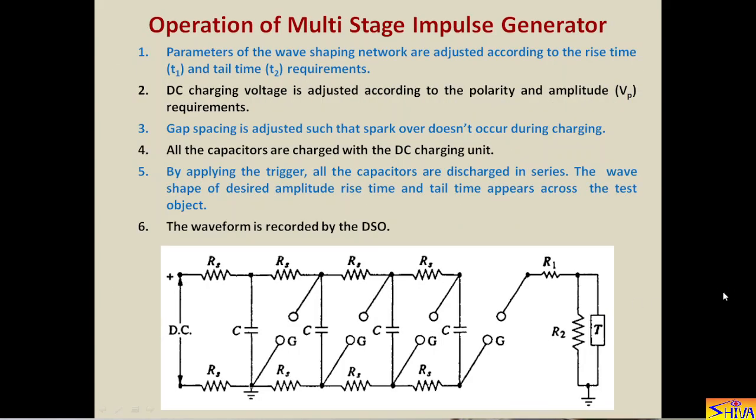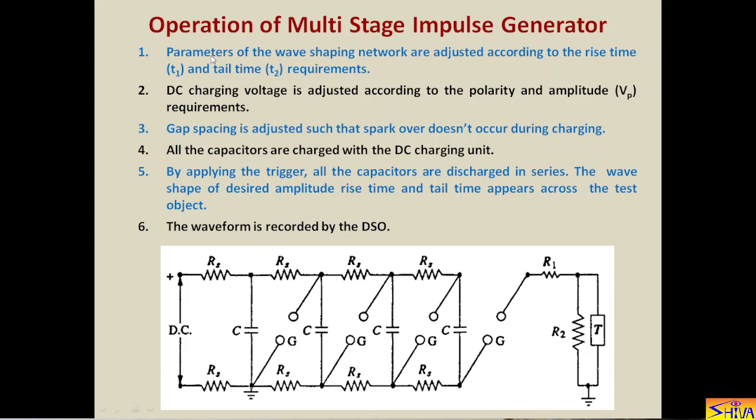Now let us see how we operate this multi-stage impulse generator. Let us consider the Marx circuit. So R1, R2, these are the wave shaping network resistors. Here is the test object. These are charging resistors, the charging unit. C are the capacitors. G is the spark gap.